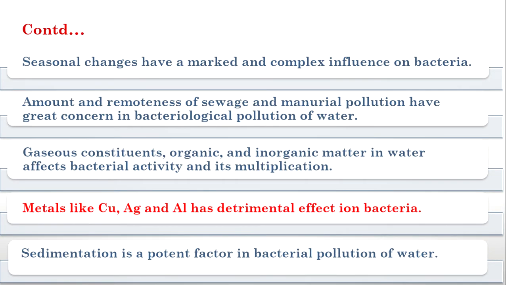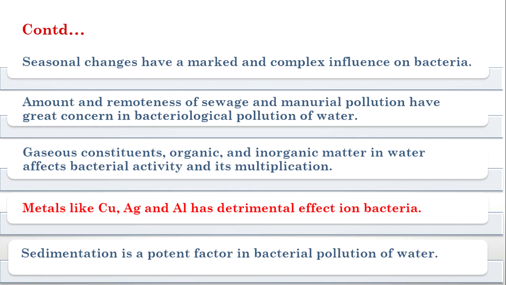And seasonal changes will affect the multiplication of bacteria, of course. The amount and remoteness of sewage and manual pollution are of great concern in bacteriological pollution of water. Of course, the sewage and manures which we are disposing into water can cause bacterial multiplication. The presence of gaseous constituents, organic matter, and inorganic matter in water can affect bacterial multiplication.